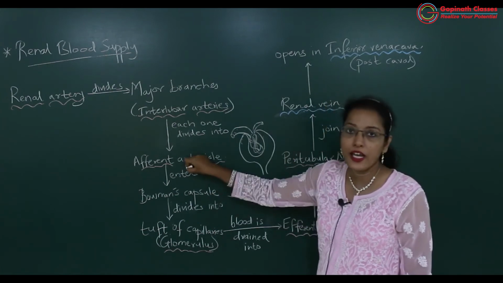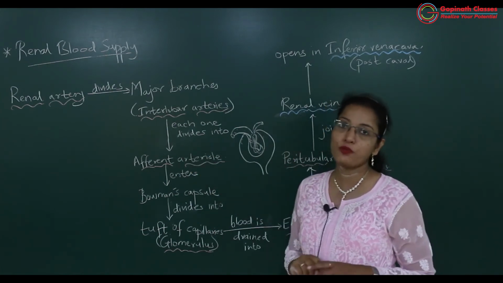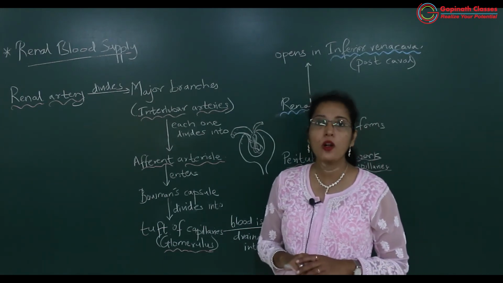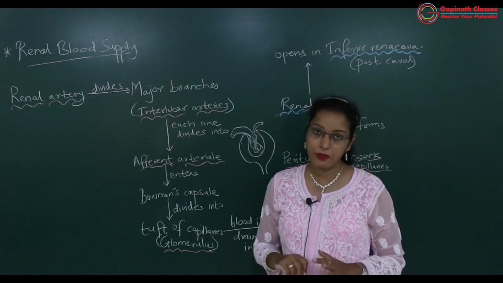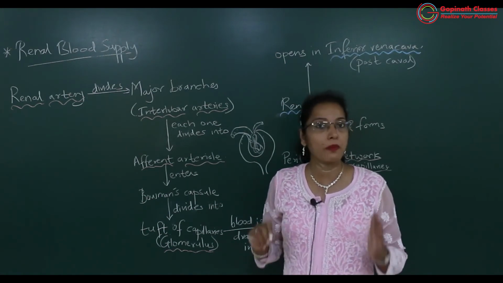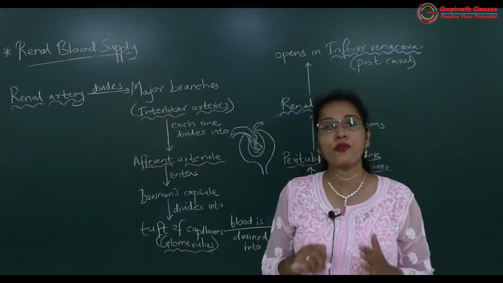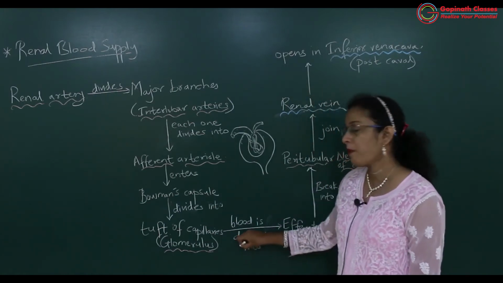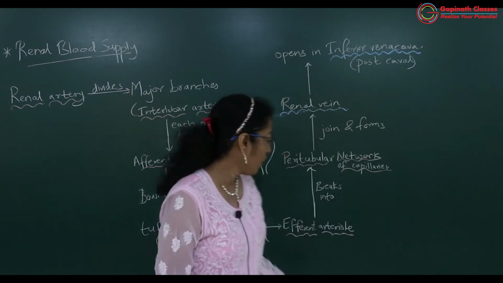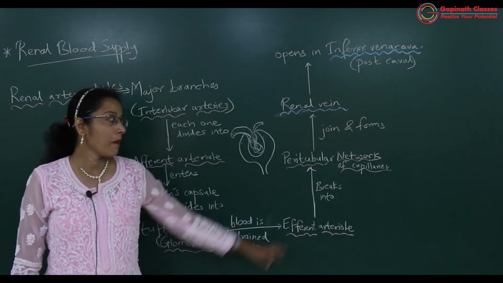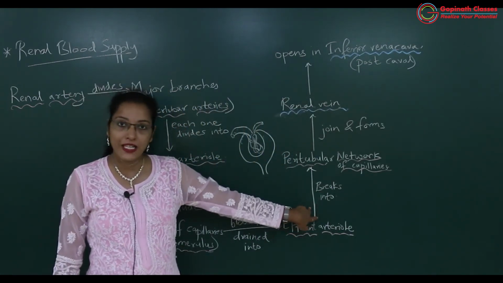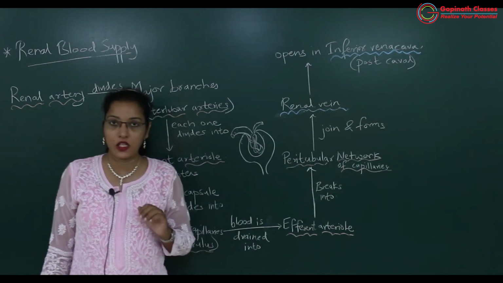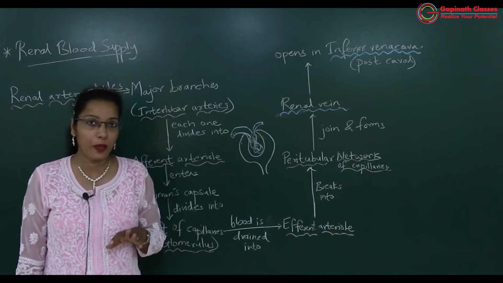So, what happens? The afferent arteriole enters the cup shaped Bowman's cavity. The afferent arteriole divides and redivides into a tuft of blood capillaries. Almost 50 glomerular blood capillaries are there, and these reunite to form the efferent arteriole. The efferent arteriole breaks into the peritubular network of capillaries.